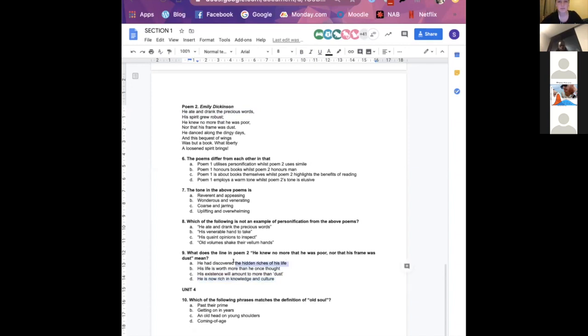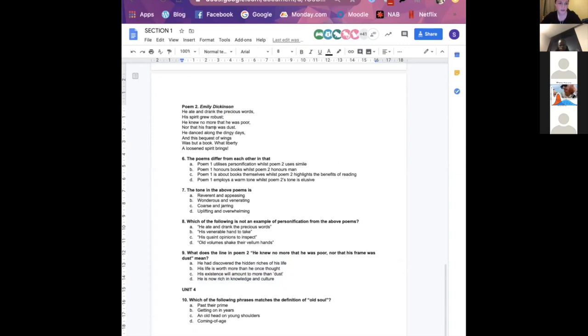Whilst the words in the books might be hidden riches, it depends on how long they took him to find. It doesn't say anything here about how long he was searching for them, or whether they'd initially been hidden from him. So we can't really say that that's what he found, and that's why he thinks he's not poor anymore.